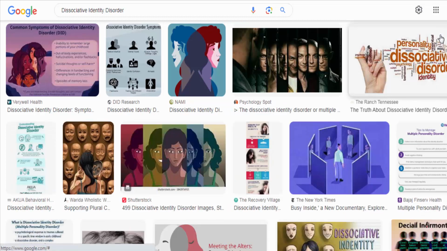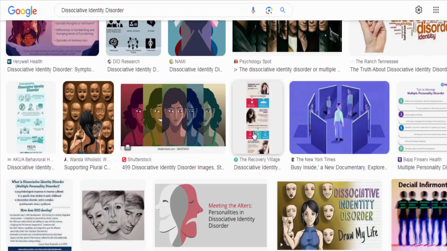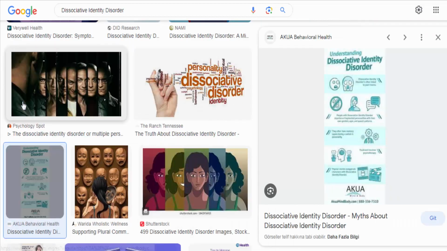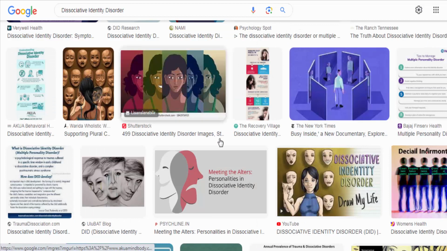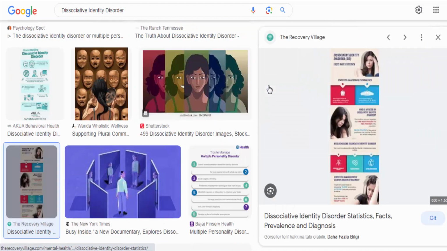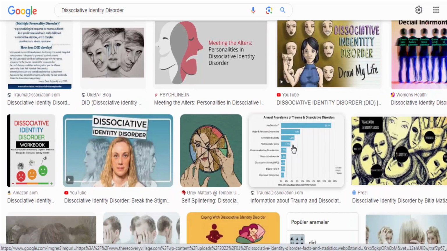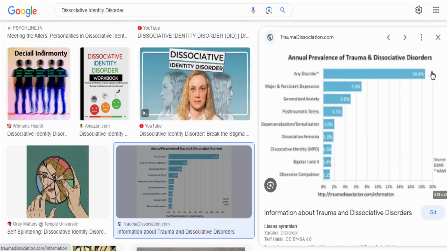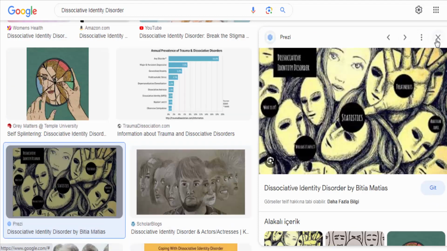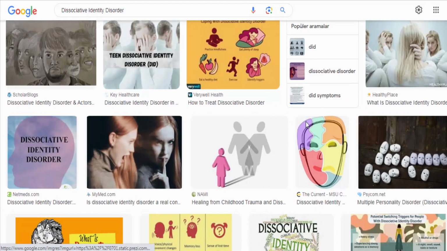Treatment for DID usually involves long-term psychotherapy, specifically specialized forms of therapy such as trauma-focused cognitive behavioral therapy (TF-CBT) or eye movement desensitization and reprocessing (EMDR). The goal of therapy is to develop coping skills, improve communication and cooperation among identities, process traumatic memories, and integrate the different identities into a cohesive sense of self.